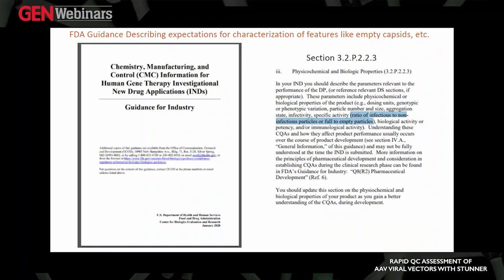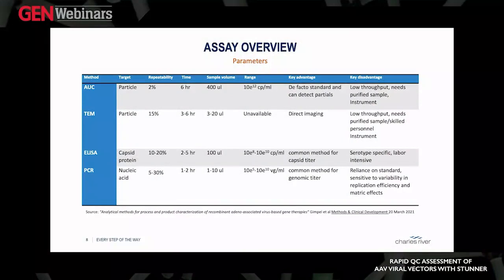And how do we get this data? These are some nice assays that are used to look at empty full particles. There are others, but these are the common ones. If you put the assay parameters side by side, as in this nice 2021 paper by Gimpel, one can see each assay has its nuances. Let's start with analytical ultracentrifugation, AUC for short. And it is the current gold standard method for determining the percent full.